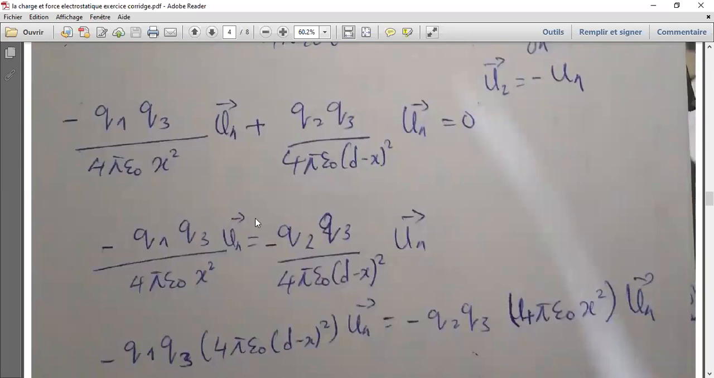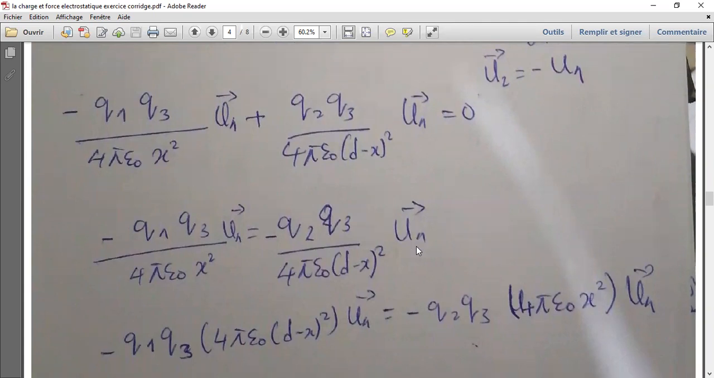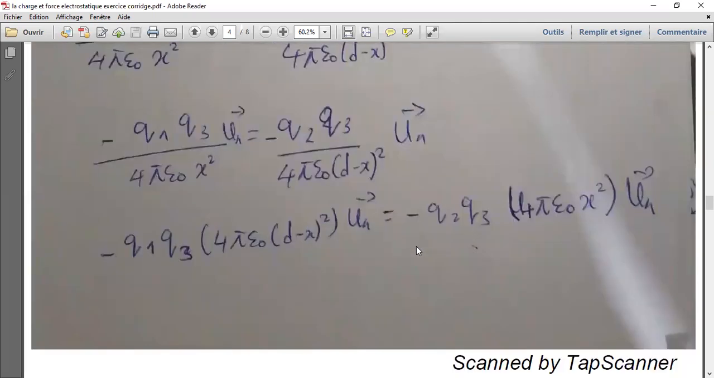And so here you have negative Q1 Q3 divided by 4 pi epsilon 0 x squared U1, which is equal to negative Q2 Q3 divided by 4 pi epsilon 0 (d minus x) squared U1. Then after I do this, I just do cross multiplication. From here it is simple: I do this one times the down one here, the Q1 Q3 U1 times 4 pi epsilon 0, open bracket, d minus x, close bracket, squared.